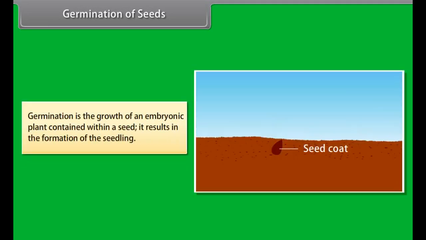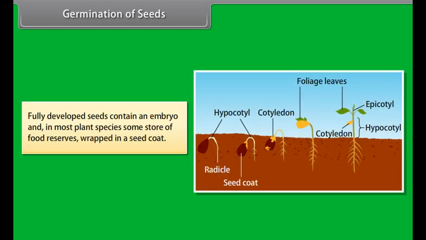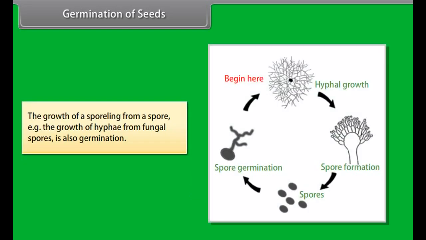Germination of seeds. Germination is the growth of an embryonic plant contained within a seed. It results in the formation of the seedling. Fully developed seeds contain an embryo, and in most plant species, some store of food reserves wrapped in a seed coat. The growth of a sporeling from a spore, for example, the growth of hyphae from fungal spores, is also germination.